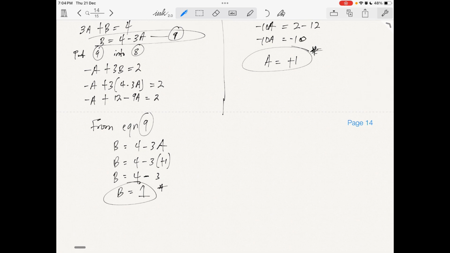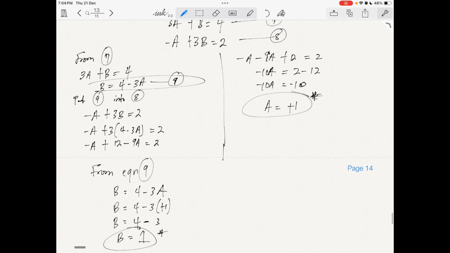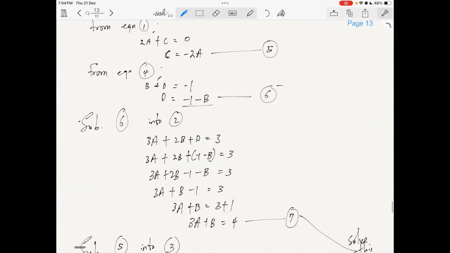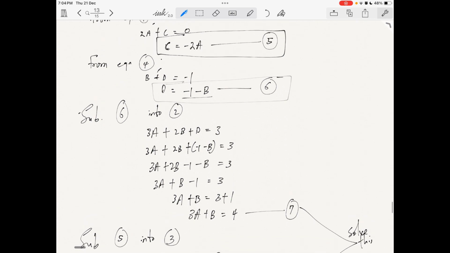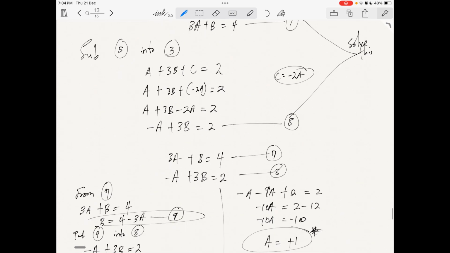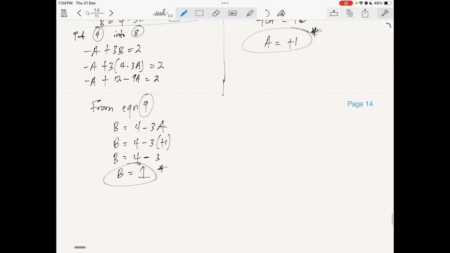Speed and accuracy is the goal. So we've solved for a and b, and now we want to solve for c and d. So we just go back to our equations 5 and 6. For equation 5, we have c is equal to minus 2a. So c is equal to minus 2 into 1. So c is equal to what? Minus 2.